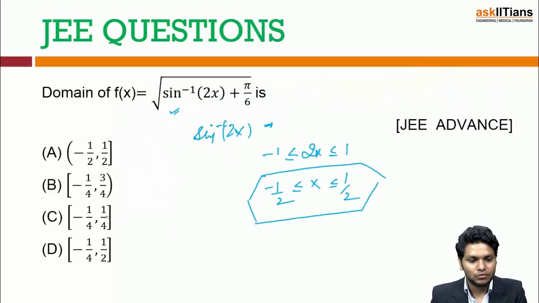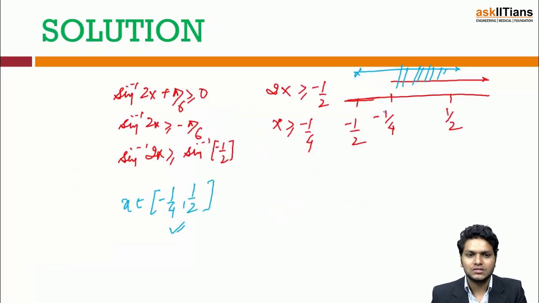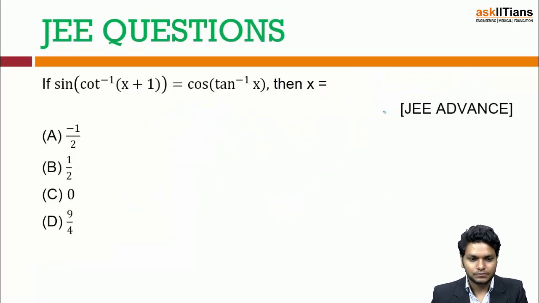Hence this will be the answer. Minus 1 by 4 to 1 by 2, so option D will be the answer, and this is a question which has come in JEE Advanced. So see what kind of questions these JEE people are asking.